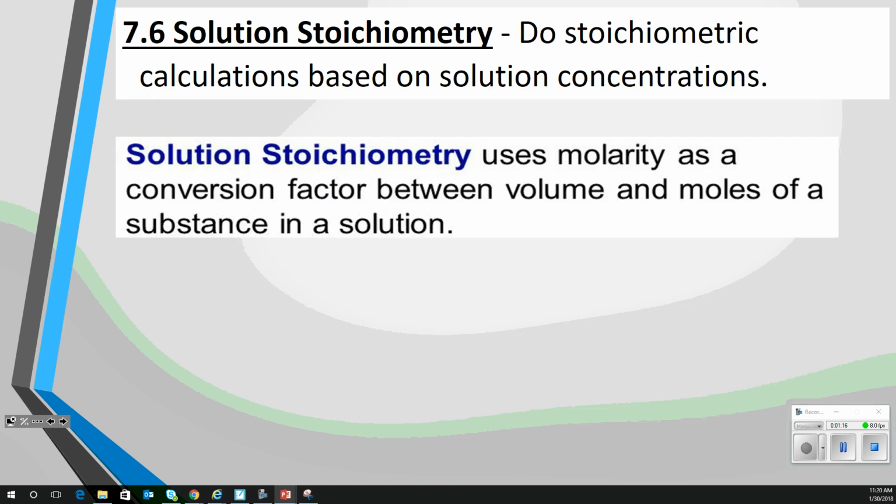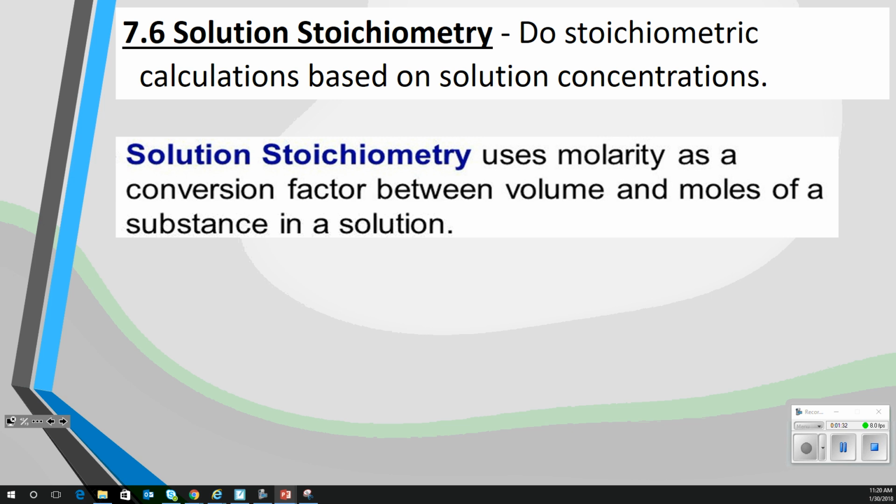Okay, so we're going to talk about some solution stoichiometry. These problems are a little bit bigger than what I gave you space, and I'm sorry. So if you want to pull out a piece of paper and write on the piece of paper, you're more than welcome to do that. But I didn't give you quite enough room.